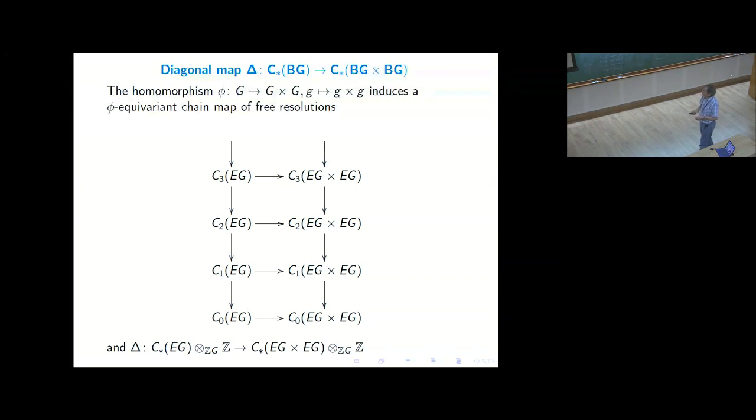And the thing that I want, the diagonal, is simply, well, I just kill the action of G, and I get my diagonal.